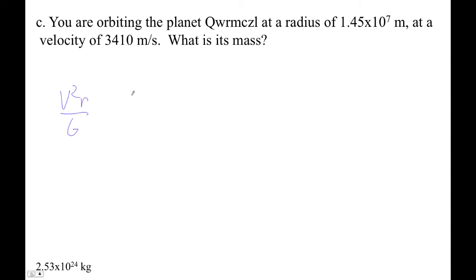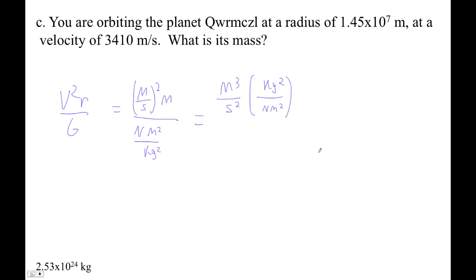Okay, so that's going to be meters per second, the quantity squared, times meters, divided by Newton meters squared per kilogram squared. Yes. So let's put everything numerator, denominator: meters to the third over seconds squared, and then just multiply by this thing. Is that right? And then a Newton is a kilogram meter per second squared. Oh, there it is. Okay, that's what I messed up last time.